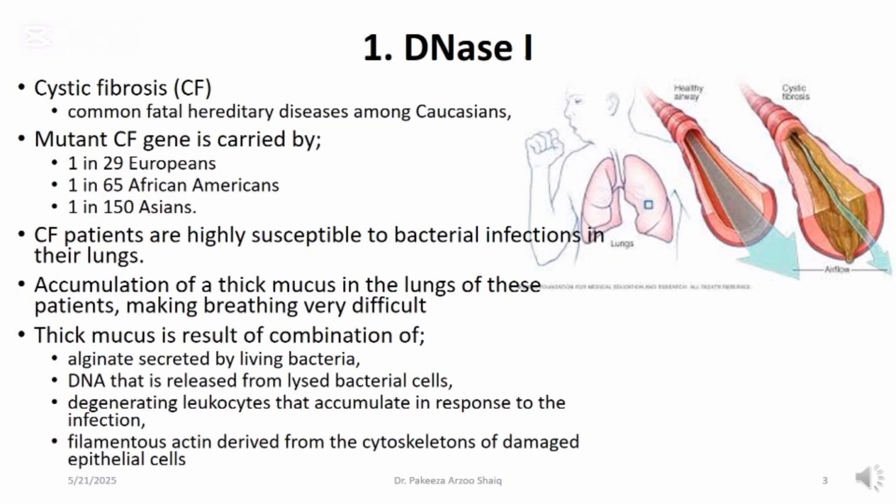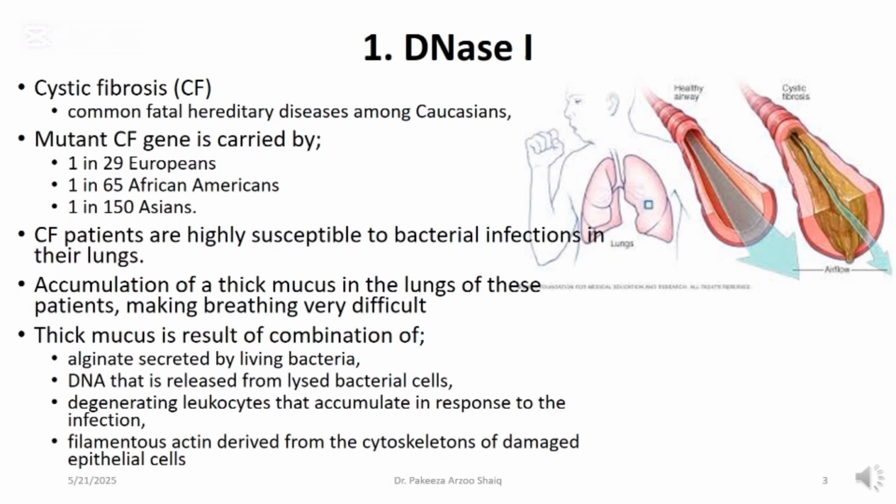What happens is that the CF patients become highly susceptible to bacterial infections in their lungs, and that infection causes accumulation of thick mucus. As you can see in the figure here, for the healthy airways there is no mucus, so the air flows very easily. But for a cystic fibrosis patient, not only do his own vessels become thicker, but the mucus also gets accumulated, making the airway very narrow. So the passage of air is restricted, and that causes shortness of breath in such patients.